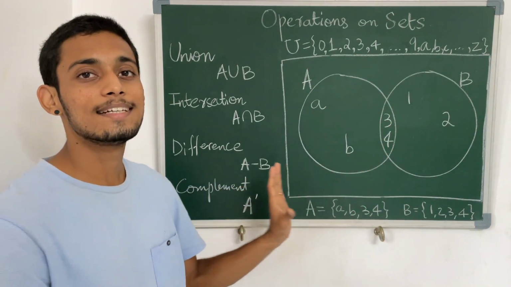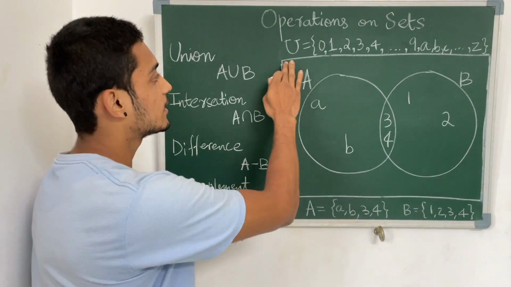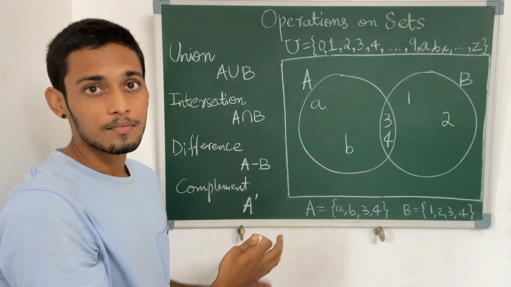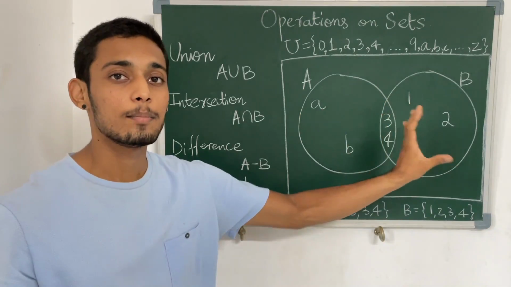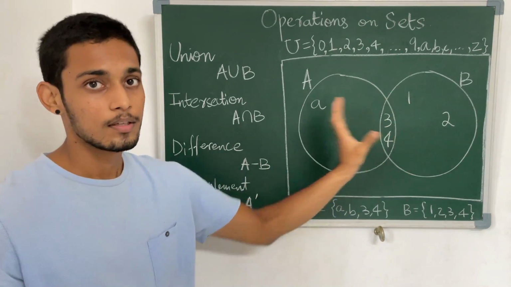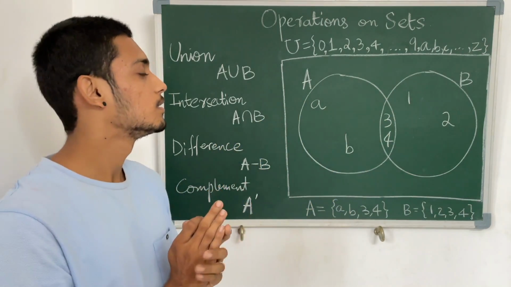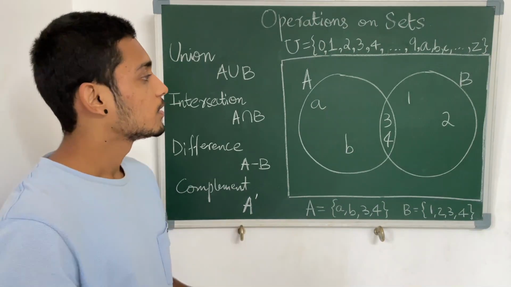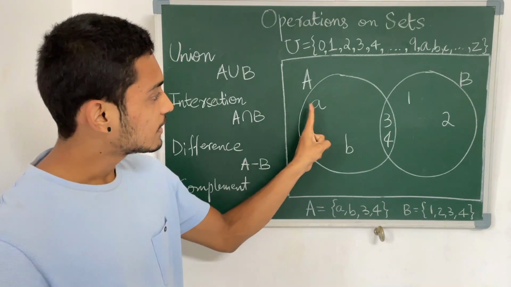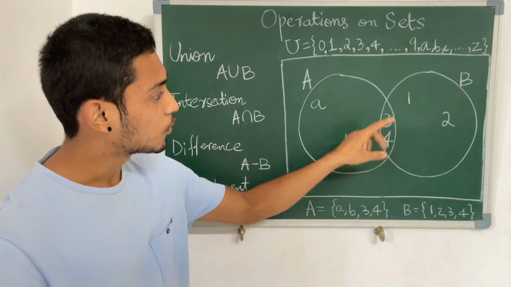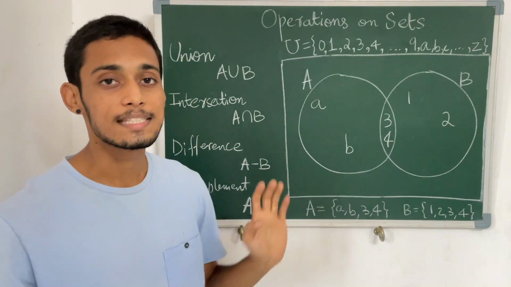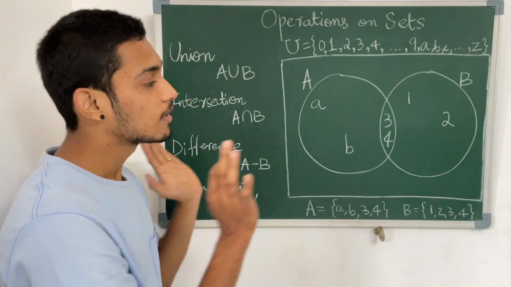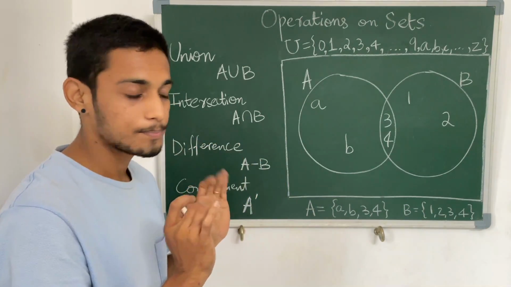So I have represented it in a proper Venn diagram. So the set U is this rectangle which has all these elements inside. And then we have highlighted the set A and B as two circles here. So this is our Venn diagram for this example. Okay. So as you can see, the set A has A, B and 3, 4 inside of it. And the set B has 1, 2 and 3, 4 inside of it. That's it. So these are our two sets.